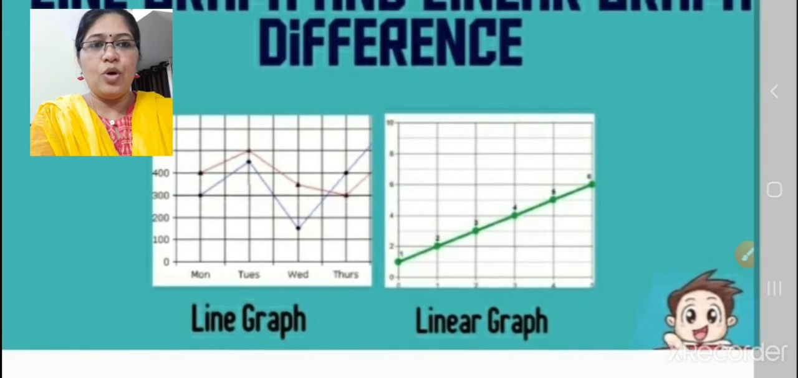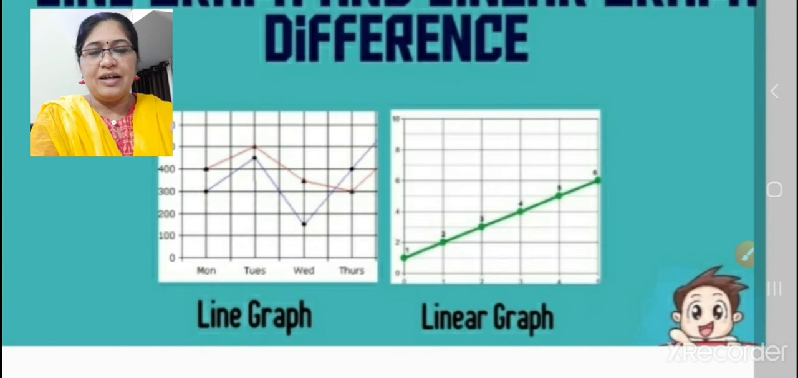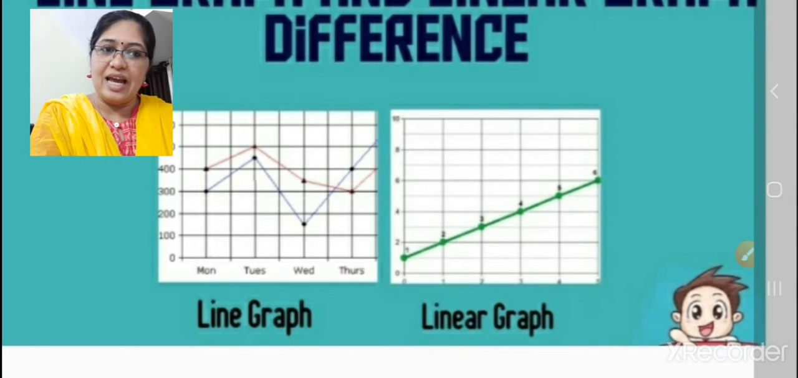Here, both are having lines. But in line graph, it's going down and it's going up. It is not straight. It is made up of line, but it is not continuing straight. It is made of line, so it is called a line graph. It is not continuing straight, so it is not linear. Linear graph means it is continuous and it is a line. So a linear graph should be a line. Also, it should be continuous. Then we can call it a linear graph.